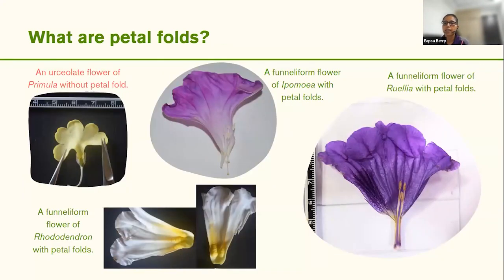Here is a striking example. Here are some examples of funneliform flowers with petal folds, and just to show an exception, a pitcher-shaped primula flower without petal fold. Please note here that we have called the fold that bulges away from the central axis of the flower an outfold, and the one towards the central axis of the flower an infold.